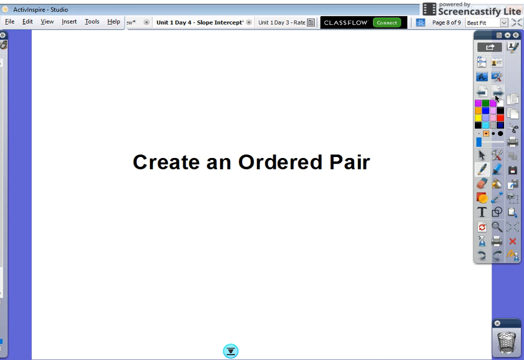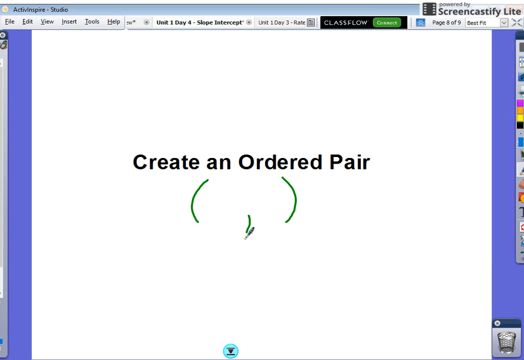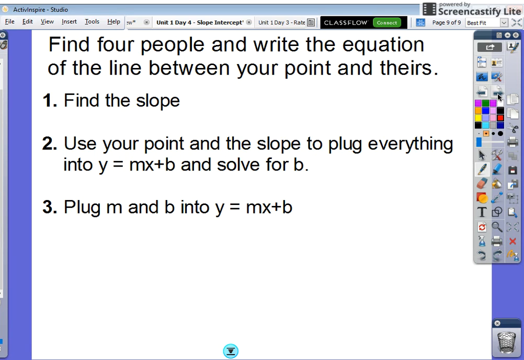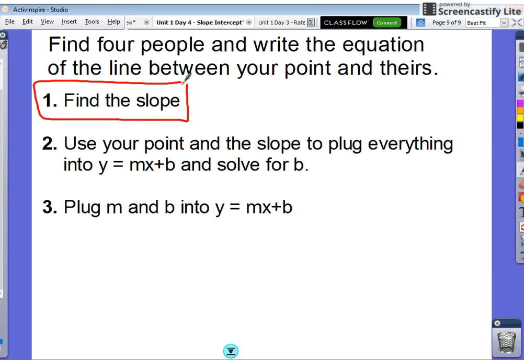So what we're going to do is you're going to have an activity. So listen close to this activity. You're basically going to create your ordered pair. If I was in the room, I would create an ordered pair, and I'm just going to write it down on my notes. My ordered pair is (4, 2). Now everyone in the room has created an ordered pair. I'll go to the next screen so you can see the directions. The first thing you're going to do is find the slope between you and a partner.